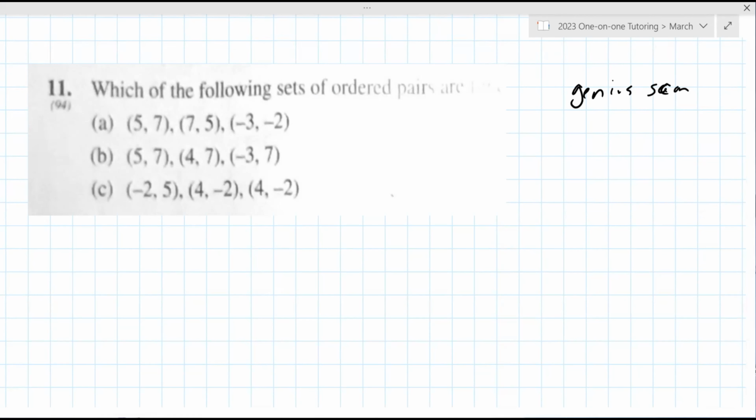Okay, let's talk about functions though. So the way functions work is you have an input and an output.